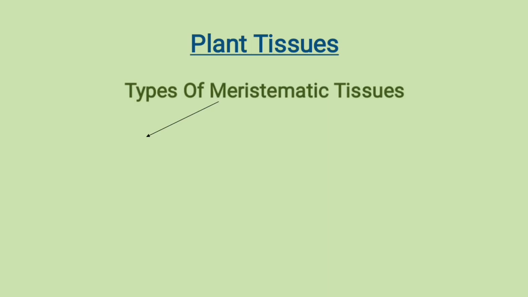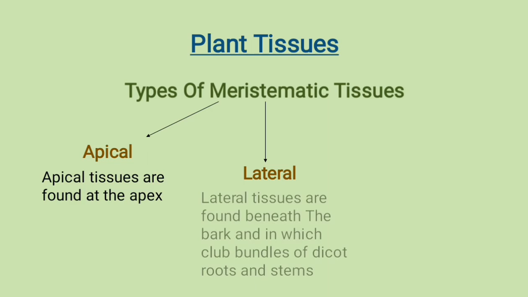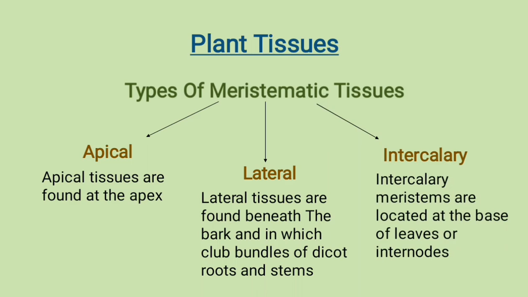First one is apical tissues. Apical tissues are present at the tips of the plant parts and help in increasing the height of the plant. The second one is lateral tissues. Lateral tissues are present below bark, cambium, in vascular bundles of dicot stems and roots. And the third type of meristematic tissues is intercalary. Intercalary meristems are located at the base of leaves or internodes.